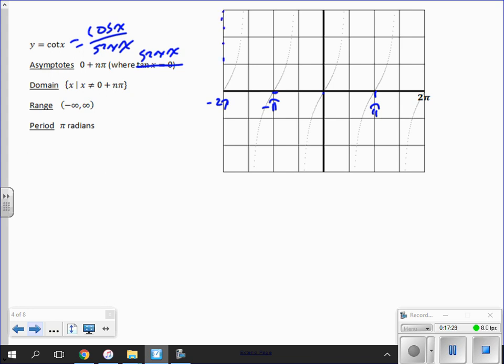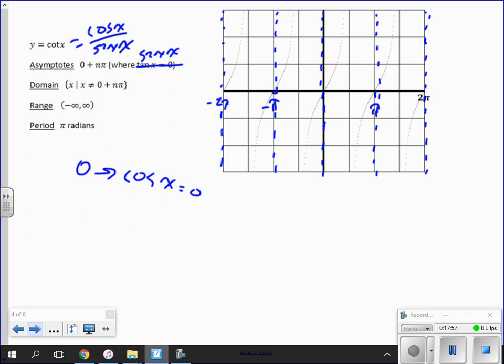So I have an asymptote here. I have an asymptote there. I have an asymptote here. I have an asymptote here. I have an asymptote here. Everywhere the sine is 0, I have an asymptote. Where are my zeros at? My zeros are where the cosine of x is equal to 0.